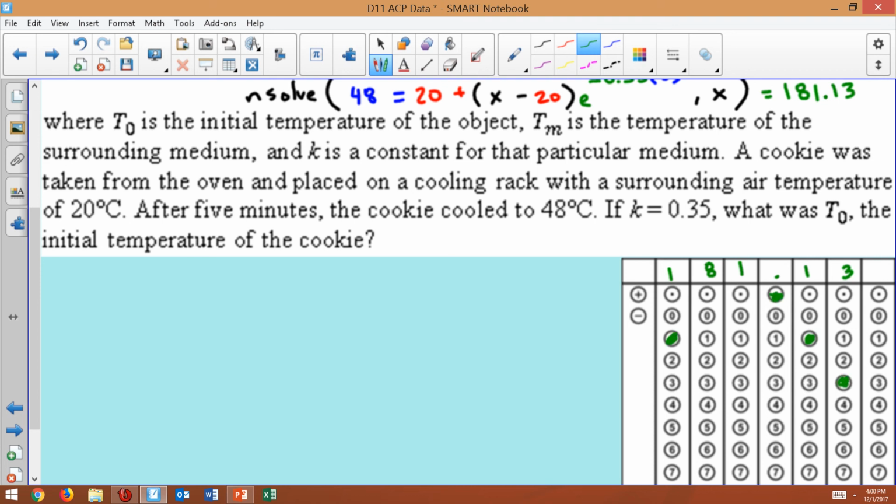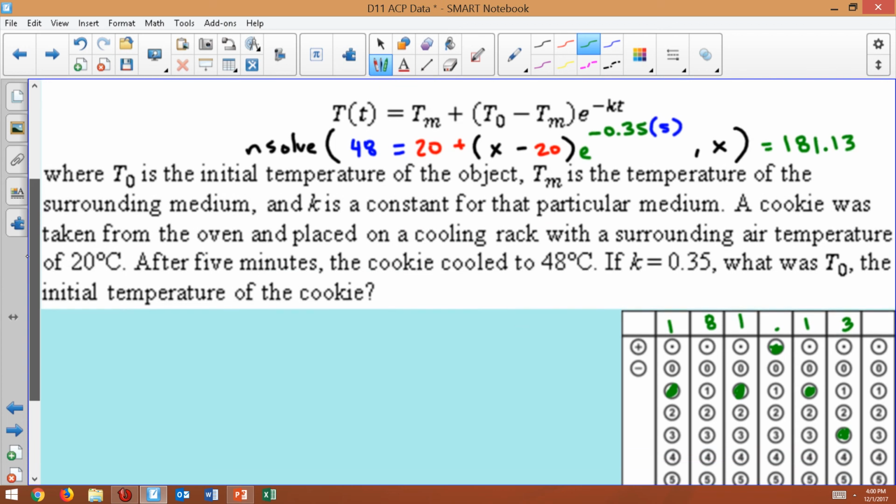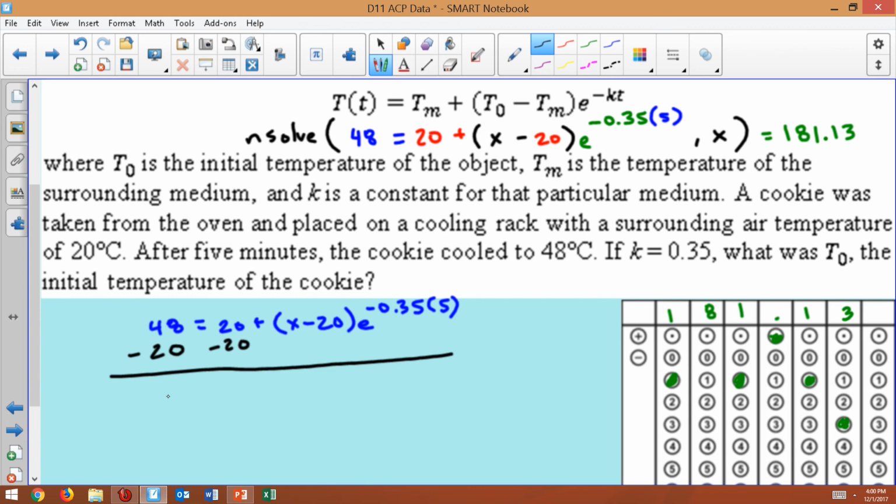Now, if you wanted to solve it by hand using good algebra, not just the calculator as a tool, we would take these values and start to isolate the variable. So I'd have 48 equals 20 plus x minus 20 times e to the power of negative 0.35 times 5. First I'd try to isolate some things. I would subtract the 20 here, and I'm also going to multiply that out and figure out what that equals, because I'll have x minus 20 times this value.